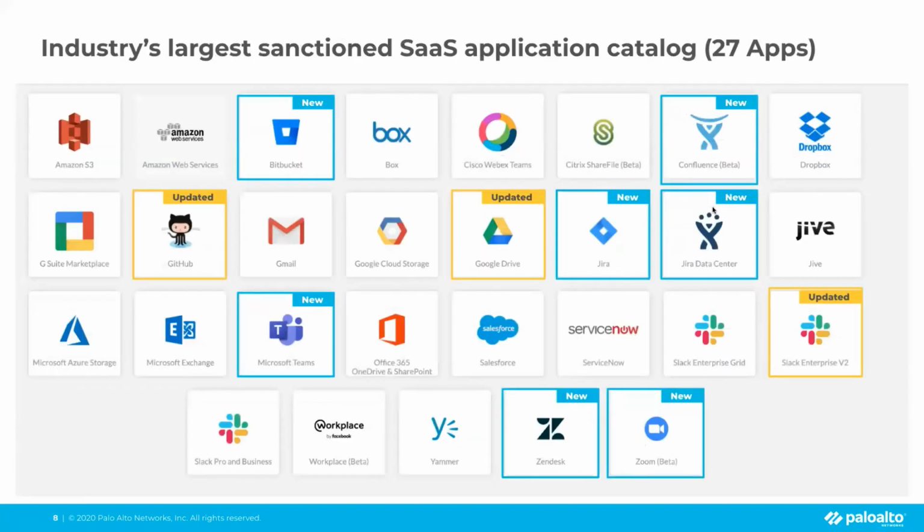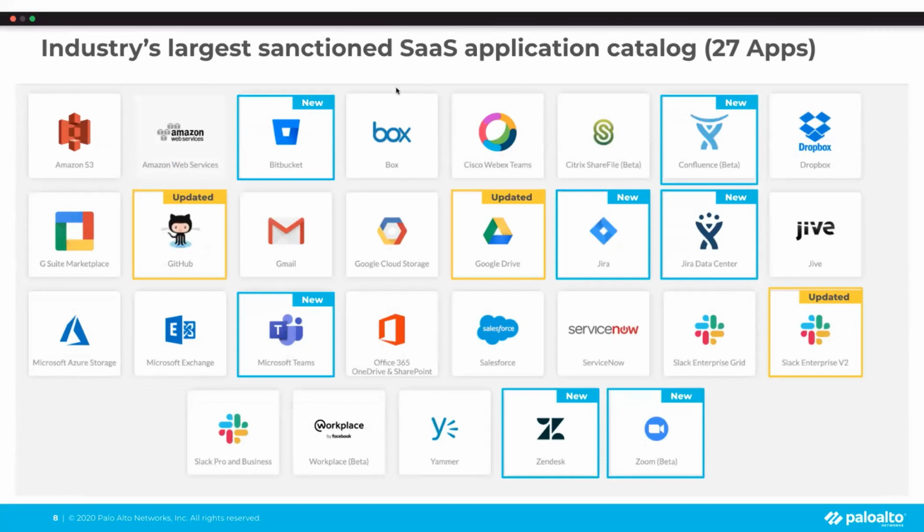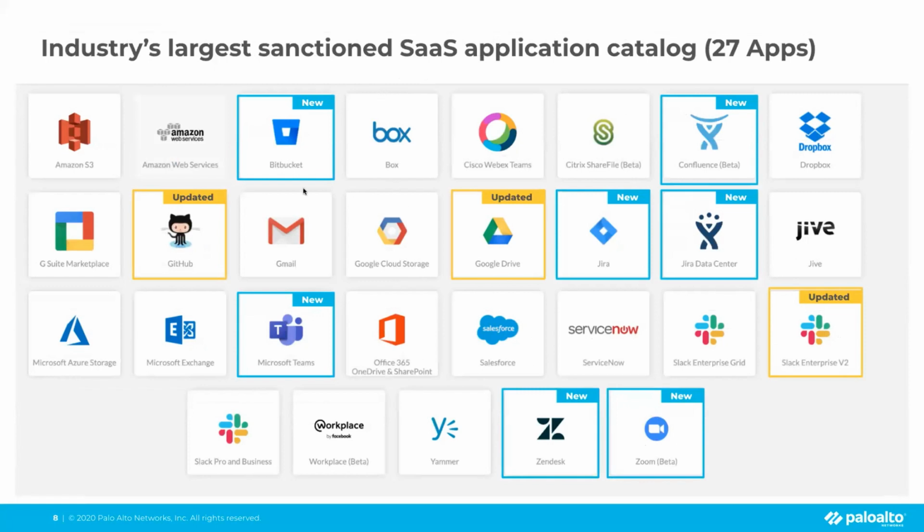So next one, moving on to sanctioned SaaS apps coverage. We have the industry's largest set of sanctioned apps. This is 27 applications. I've highlighted new and updated, so it seems like every other time there's something or the other going on. When we talk about new, these are net new connectors.